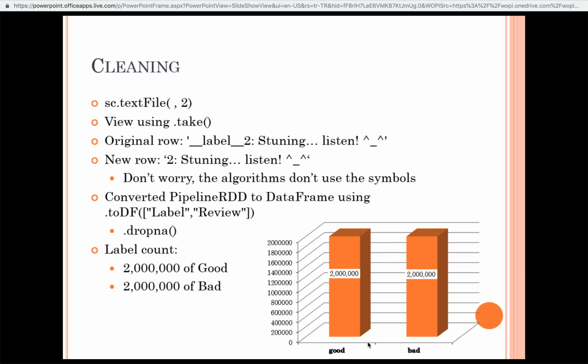We also dropped NA values for people who leave stars but no reviews. The reviews are evenly distributed because there were 2 million good and 2 million bad reviews.